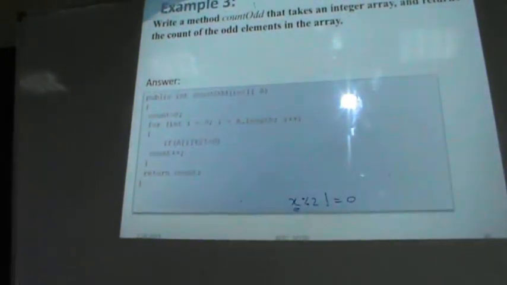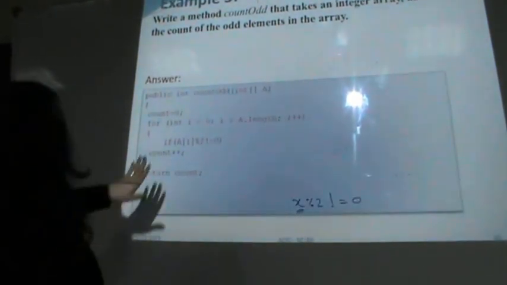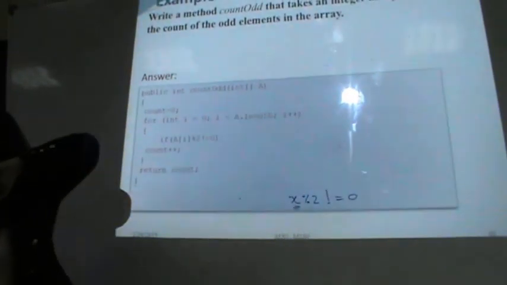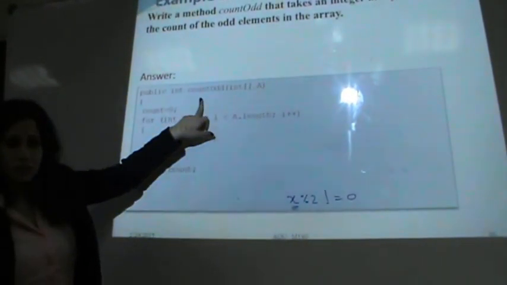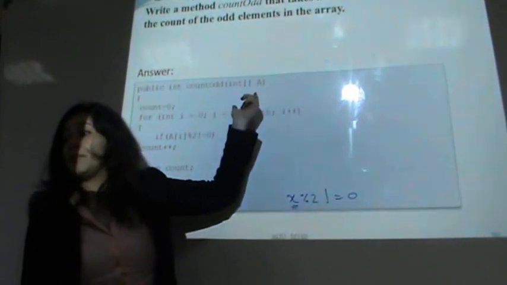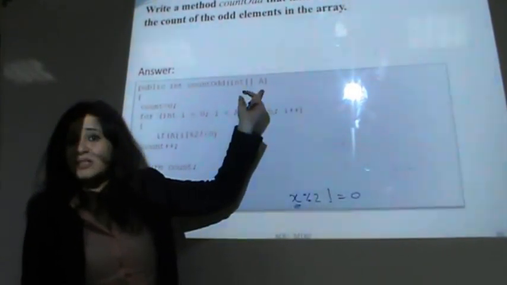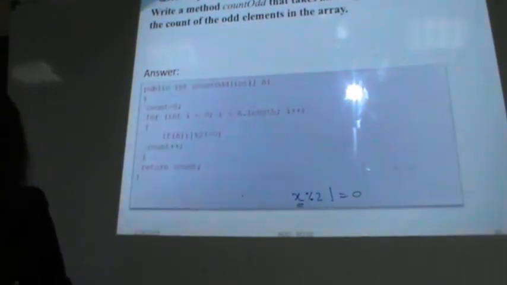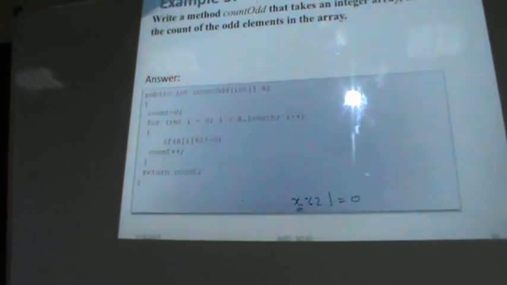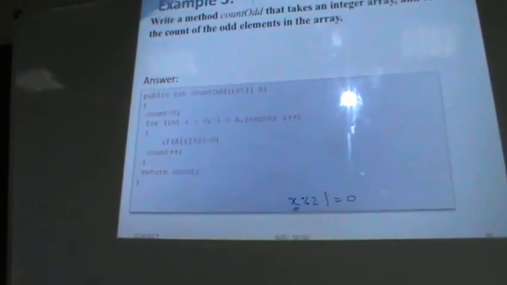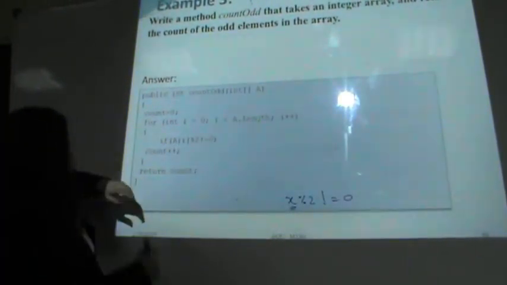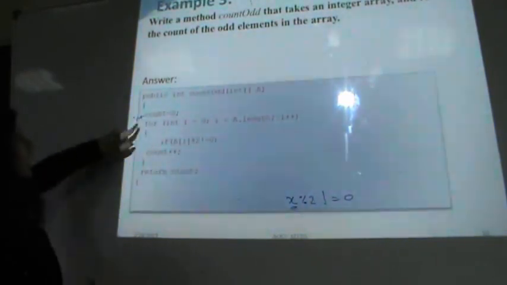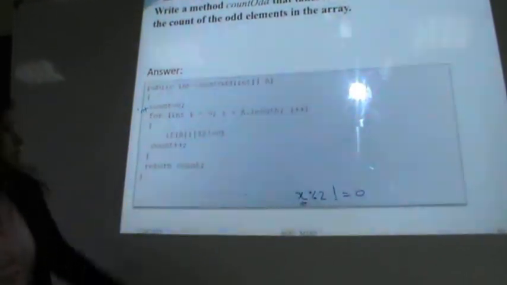Okay. What is the name of the method? countOdd. What does this method take as input? An array, for example named A, and it returns an integer, which is the number of odd numbers inside the array. First we initialize int count. What do we set this count to? 0.